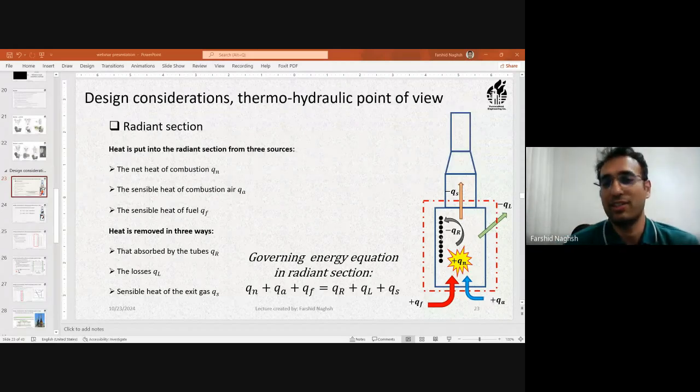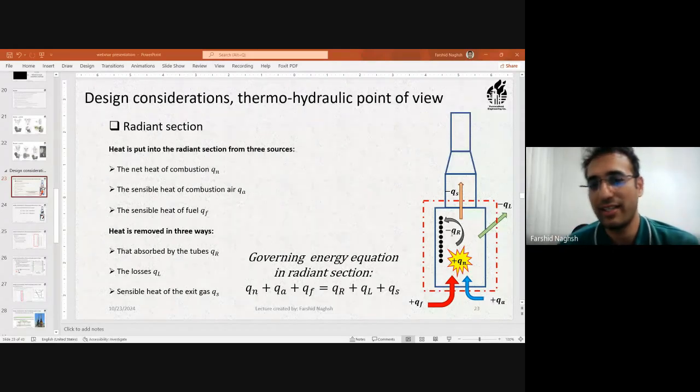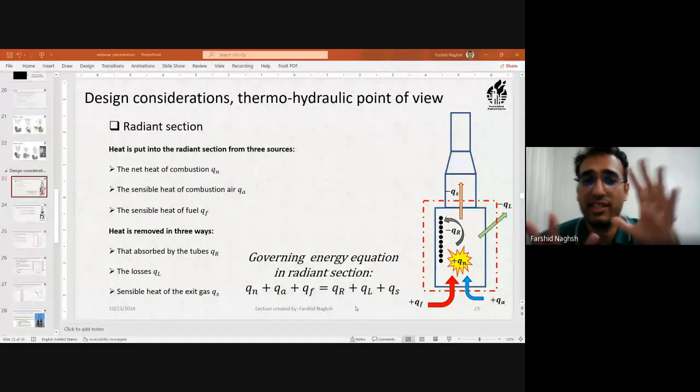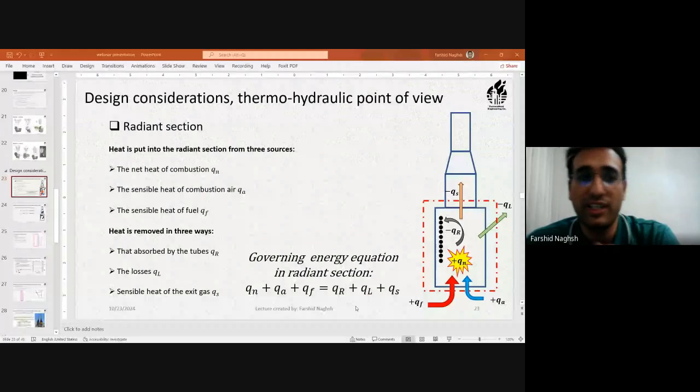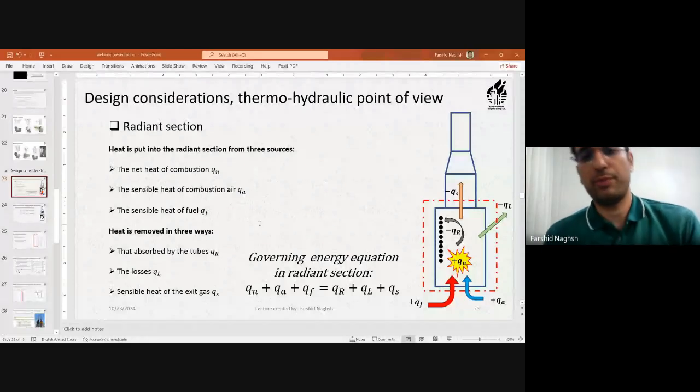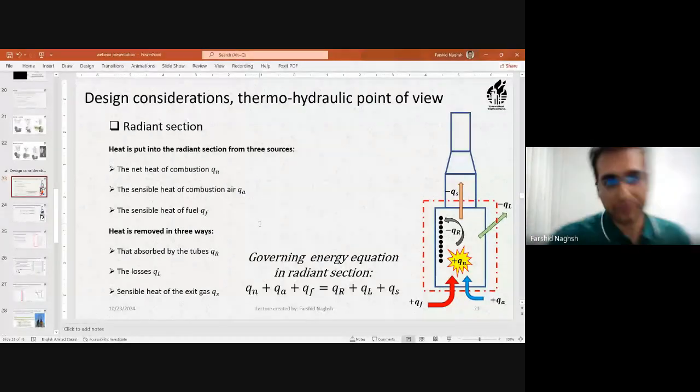So let's start with the design considerations of a heater. What is the criteria, and what is the philosophy for designing the different sections and parts, the different components of the heater, first from the process point of view, and then from the mechanical and structural point of view. So let's go to our presentation.